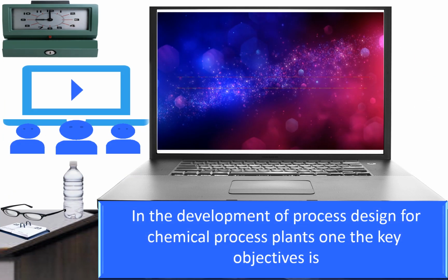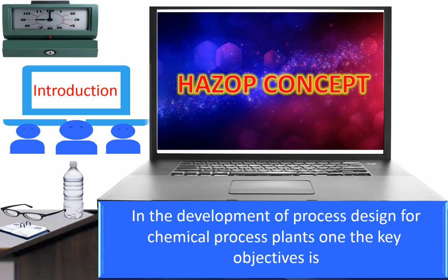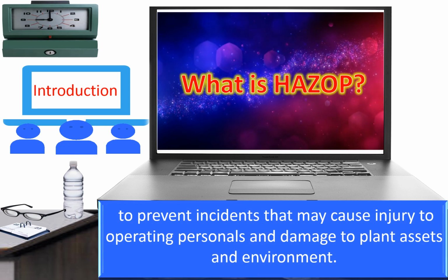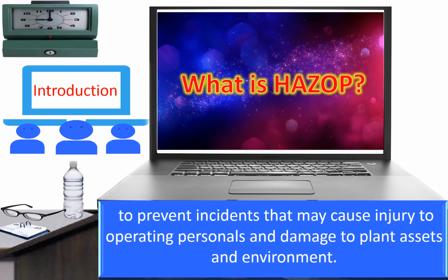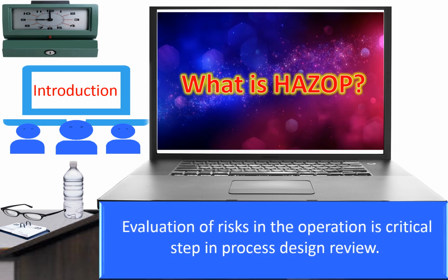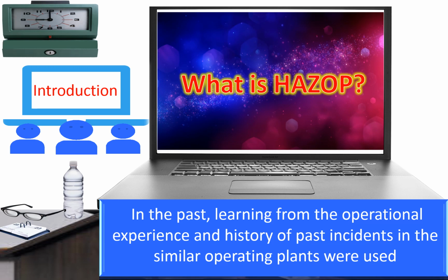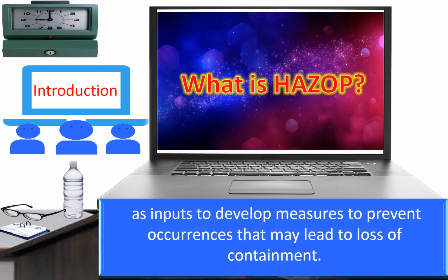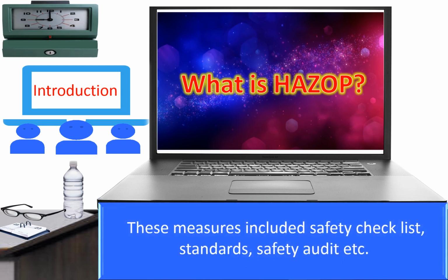In the development of process design for chemical process plants, one of the key objectives is to prevent incidents that may cause injury to operating personnel and damage to the plant assets and environment. Evaluation of risks in the operation is a critical step in the process design review. In the past, learning from the operational experience and history of plant incidents in the similar operating plants were used as inputs to develop measures to prevent occurrences that may lead to loss of containment. These measures included safety checklist, standards, safety audit, etc.